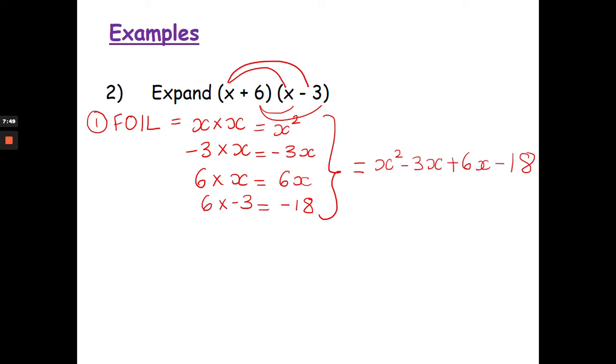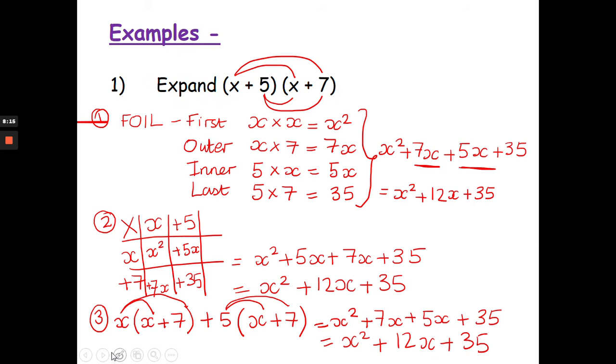Now we have like terms in the middle, so minus 3x plus 6x, so don't forget your number line here. It's not 3 plus 6, which gives me 9, because this is a minus 3. So I'm going to have x squared, minus 3 plus 6 gives me plus 3x, minus 18.